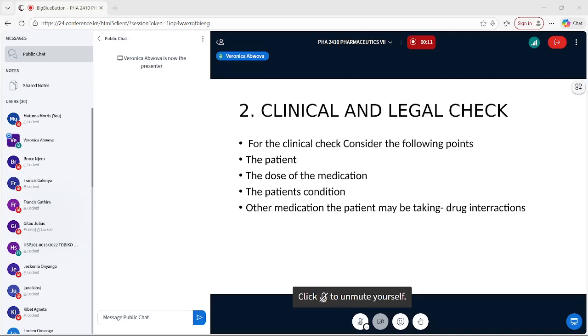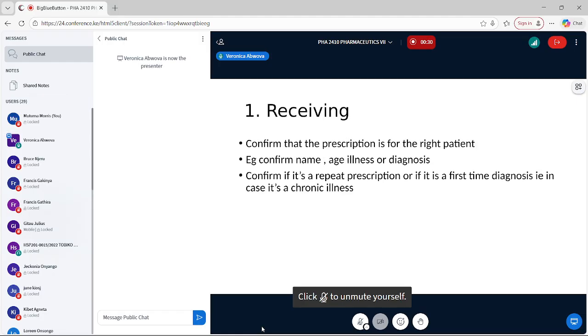We'll continue looking at the prescription and dispensing of the prescription. Last week, we looked at how you handle a prescription when a prescription is presented at the pharmacy. And we said that the first thing that happens is receiving of the prescription. And when you receive your prescription, you have to confirm that the prescription is for the right patient.